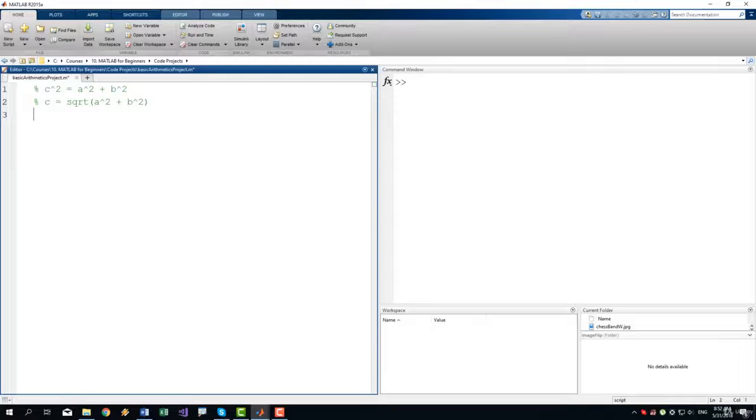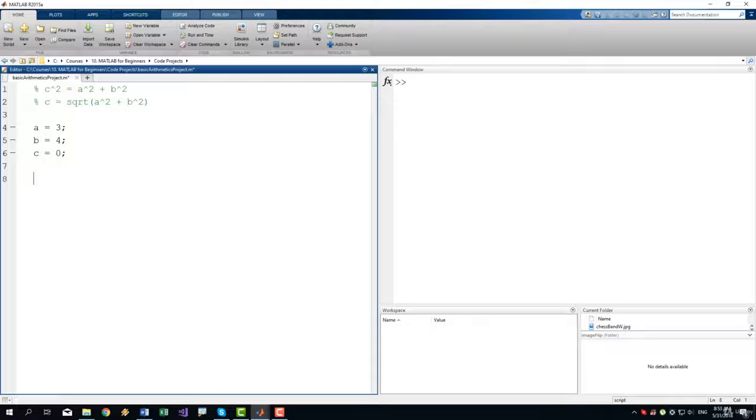So let's start with defining our variables. We have three variables, a, b, and c, the three sides of a triangle. By the way, this theorem works only for a right-angle triangle. So we have a, b, and c. We are looking for c. So we have a and b. Let's say that a is 3, b is 4, and we are looking for c. Let's say that c is 0, because we don't know its value.